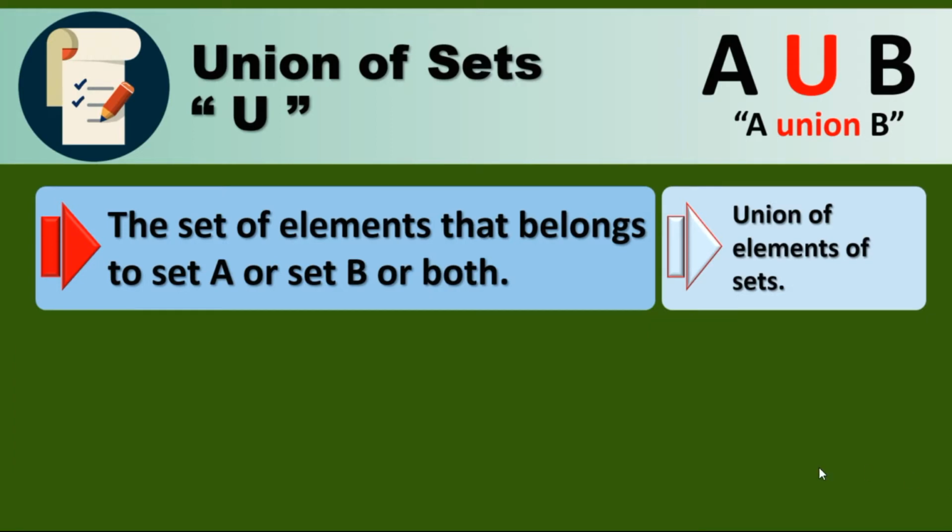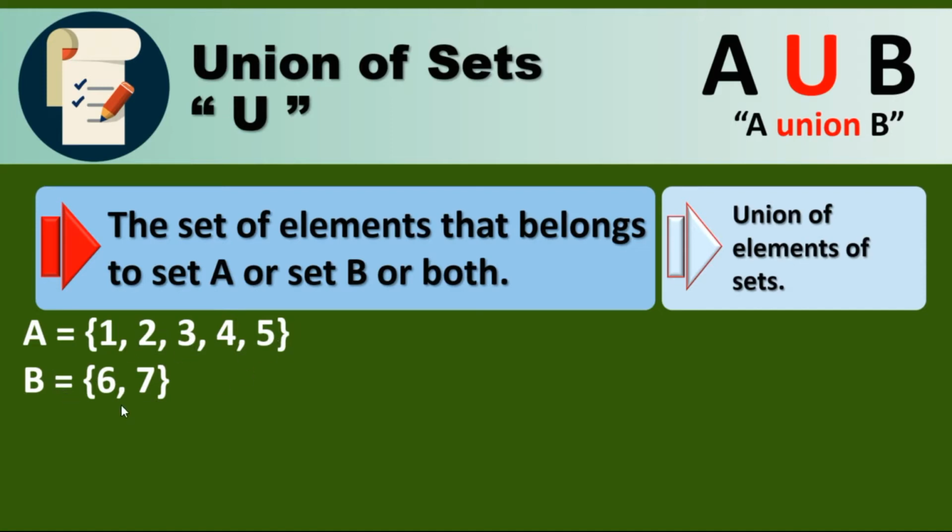Next, if A is equal to the set that contains 1, 2, 3, 4, and 5, and B is the set that contains 6 and 7, what is A union B? Take note, union of elements of sets. A union B is equal to 1, 2, 3, 4, and 5, together with the elements of B, which are 6 and 7.